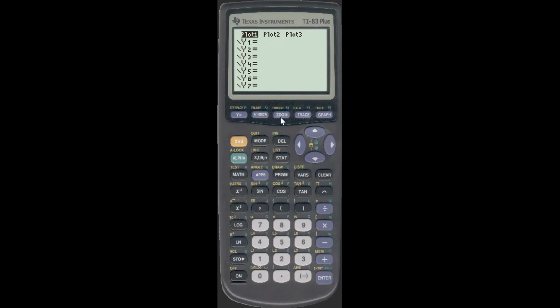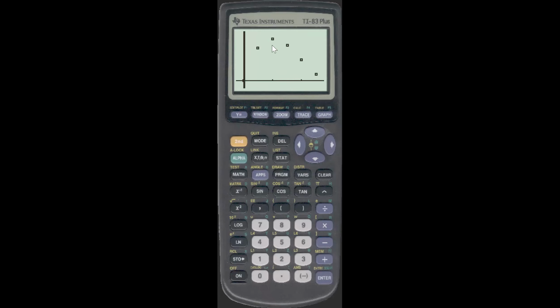Now go to zoom, click on zoom and go down until you see number 9, which is ZoomStat. What ZoomStat tries to do is fit a window around your data, and it's really good at it. Should I click enter on ZoomStat? Yes. Okay, and now you see your data.